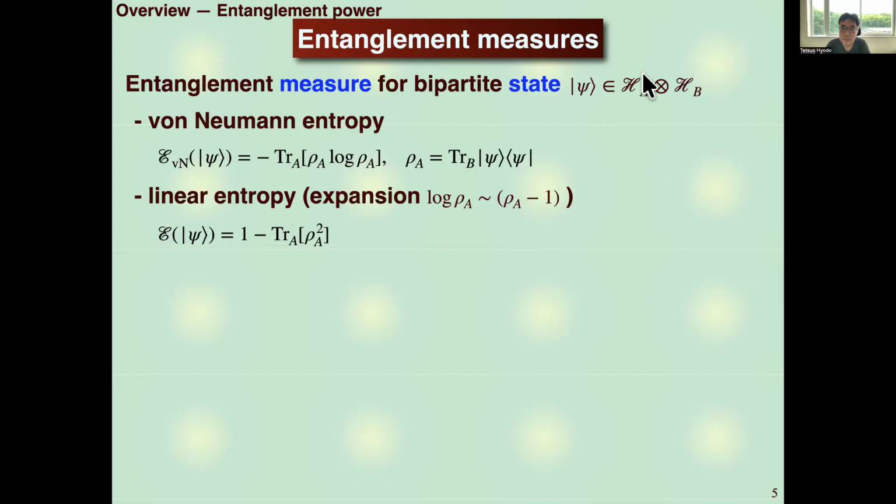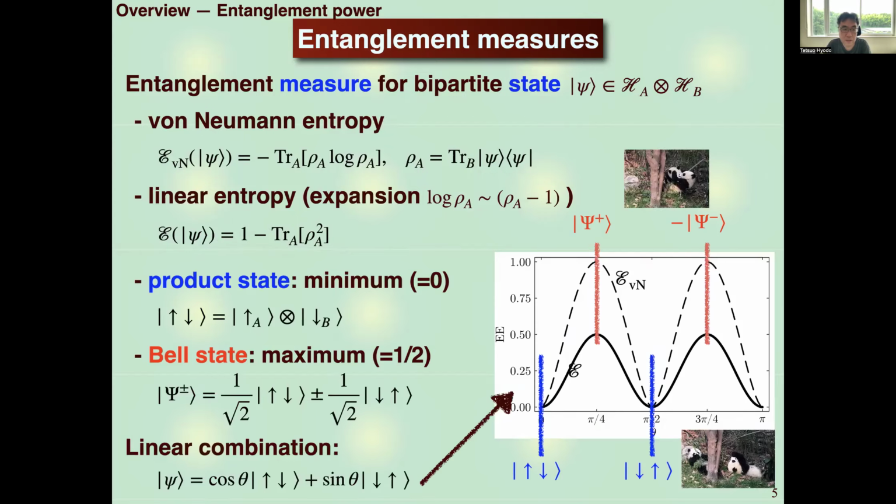But in general, if there is some quantum entanglement, the reduced density matrix can be a mixed state, even though you start from the pure state in the full Hilbert space. Then this quantity actually measures how far this reduced density matrix is from the pure state limit, or in other words, how strongly the states A and B are entangled with each other. So this quantity will be used in the following.